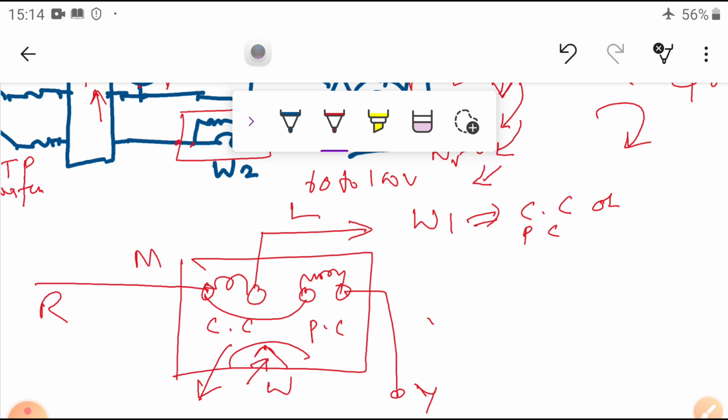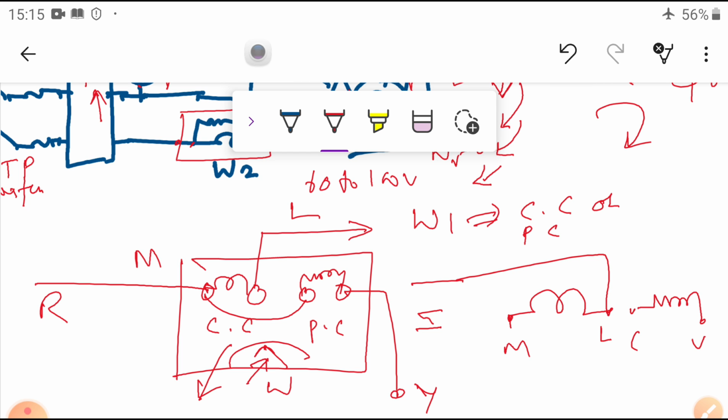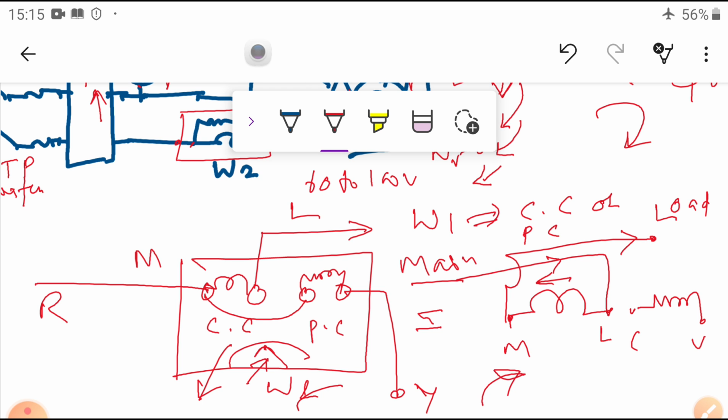Now, in this case, what are we going to do? Here, what are the M and this coil? M, this is L, and this is the C and V coil. Similarly, now you give the supply directly to the L, and you take the L to this load. Okay, it is connected to the load here, and this is connected to the main supply. Then what happens? In this condition, the current is flowing in the opposite direction. Then the deflection, instead of going this direction, will go in the opposite direction.